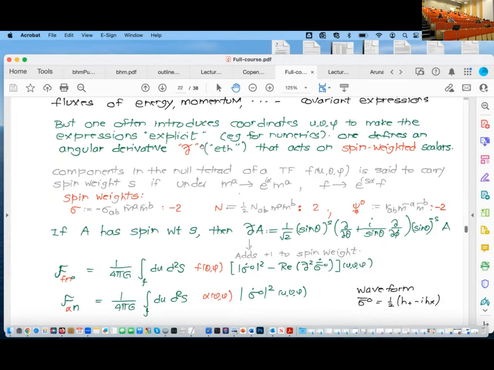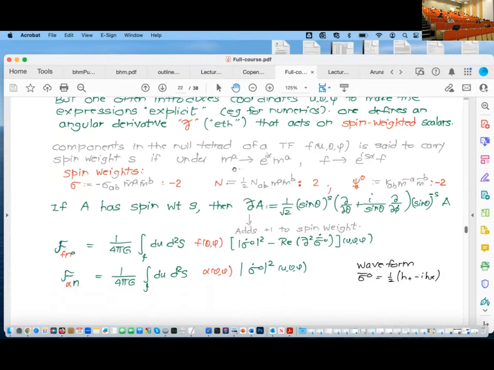And one defines the angular derivative ð that acts on spin-weighted scalars. As I mentioned last time, spin-weighted scalars are the ones where we just count how many m's you have and how many m-bars you have. Here I got 2 m-bars, and therefore shear has spin weight -2. News has spin weight 2 because there are 2 m's up here, and psi 4 naught has also spin weight -2 like shear because there are 2 m-bars up here.